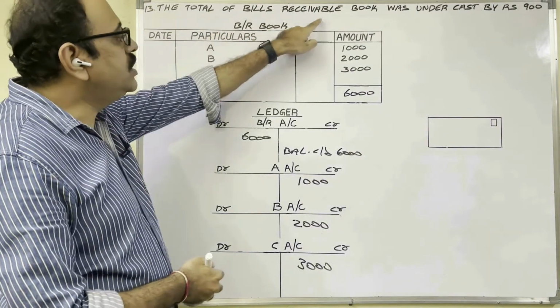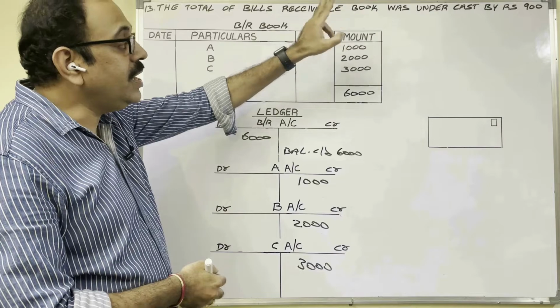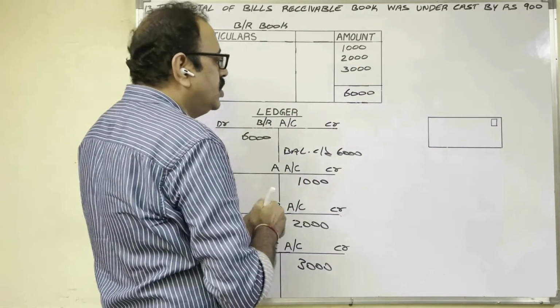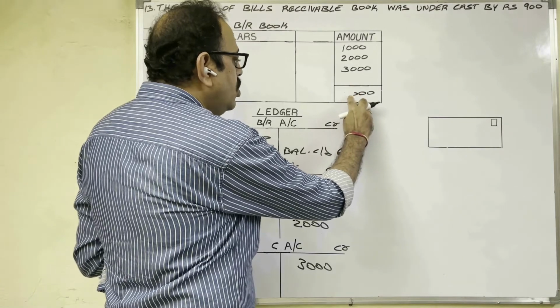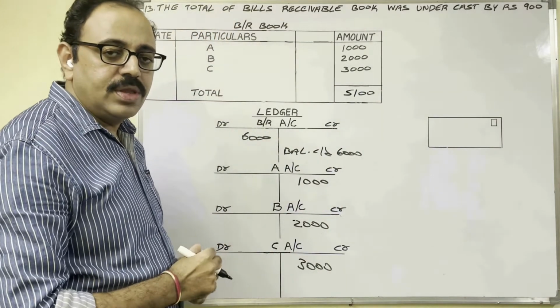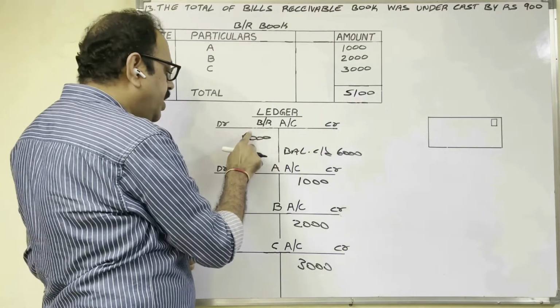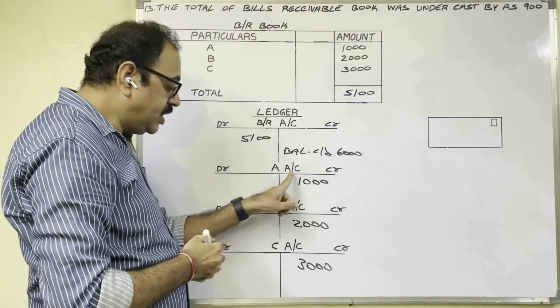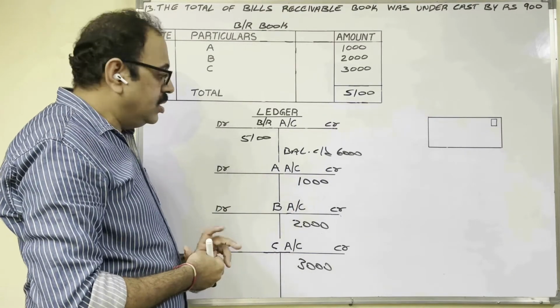The total of bills receivable book was undercast by 900. Instead of writing 6000, the accountant wrote 5100 rupees as total. Then the same amount will be debited in this account. This is a mistake. There is no mistake in these 3 accounts.